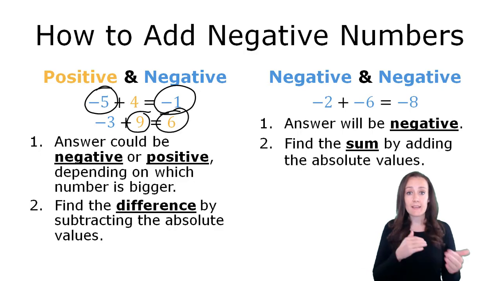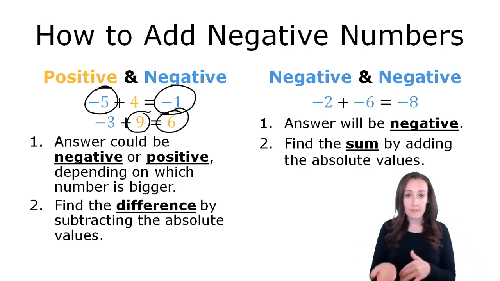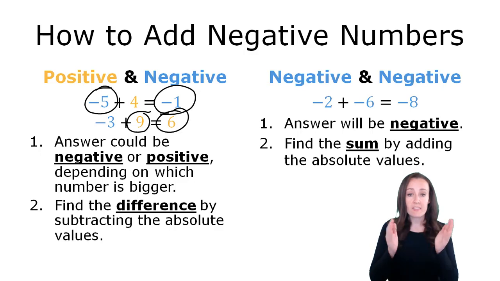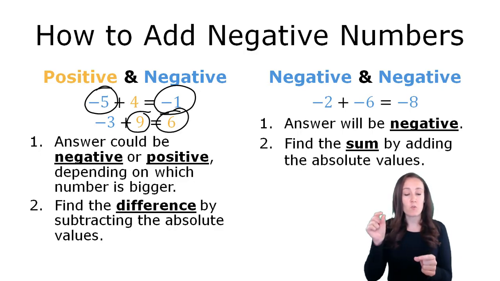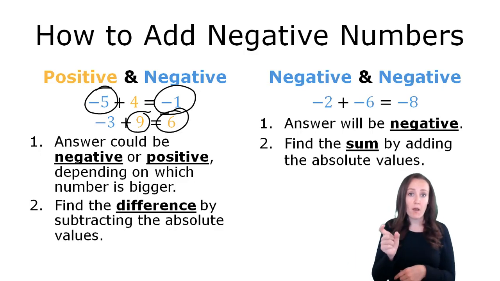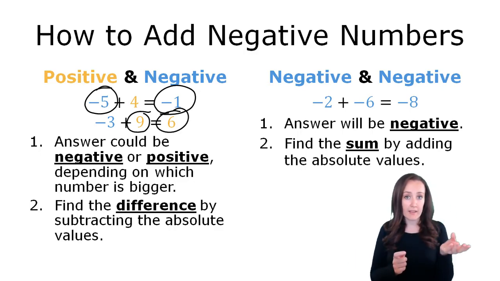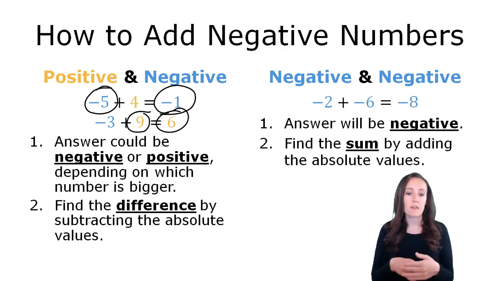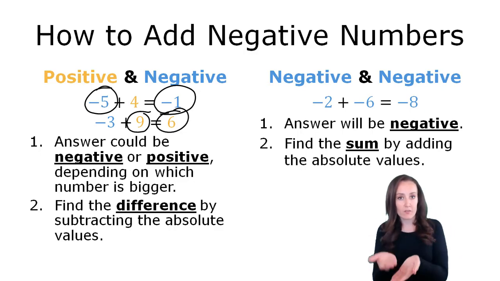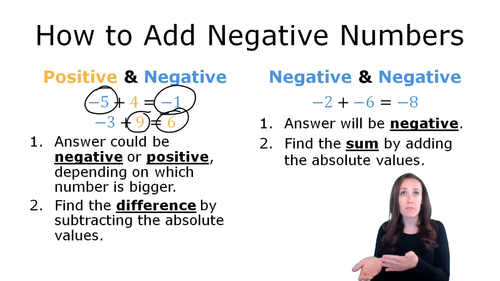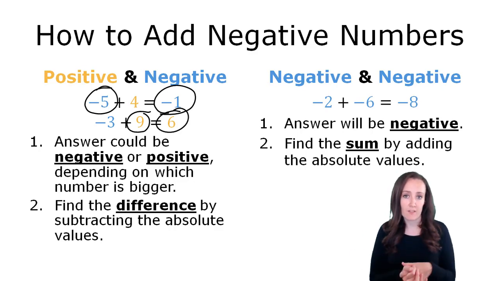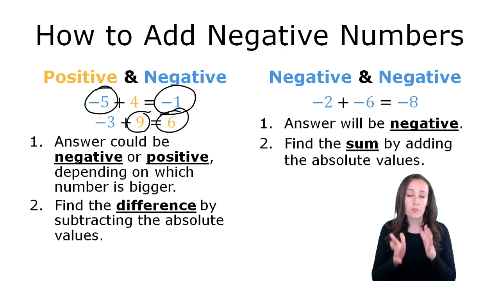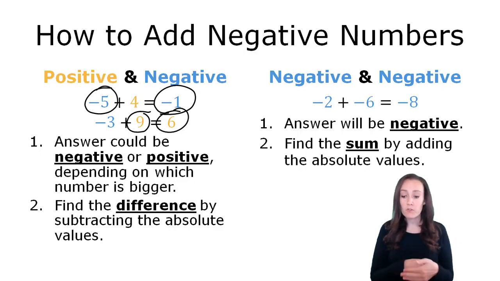So basically, the sign of your answer is going to depend on which number is bigger. And then you find the difference by subtracting the actual numbers. So like 5 minus 4 is 1 because those 4 positives canceled out 4 of the negatives, leaving you with just 1 negative. Or if you do 9 minus 3, that equals 6 because 3 of the ice cubes canceled out 3 of the 9 fires, leaving you with 6 fires left over. So that's how you add positive and negative numbers.